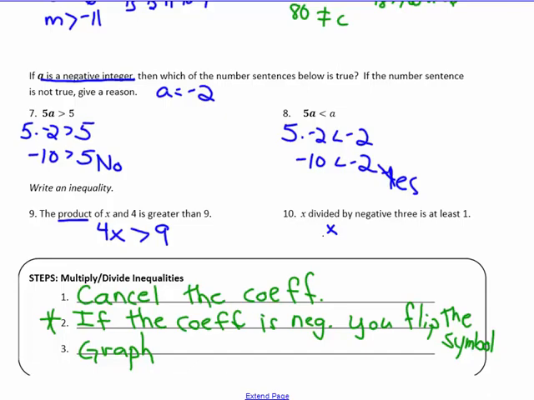X divided by negative 3 is at least. At least means that's the smallest it can be, but it can be bigger. So greater than or equal to 1. And again, you can always go back to the very first page of notes to see if you're not sure about those.